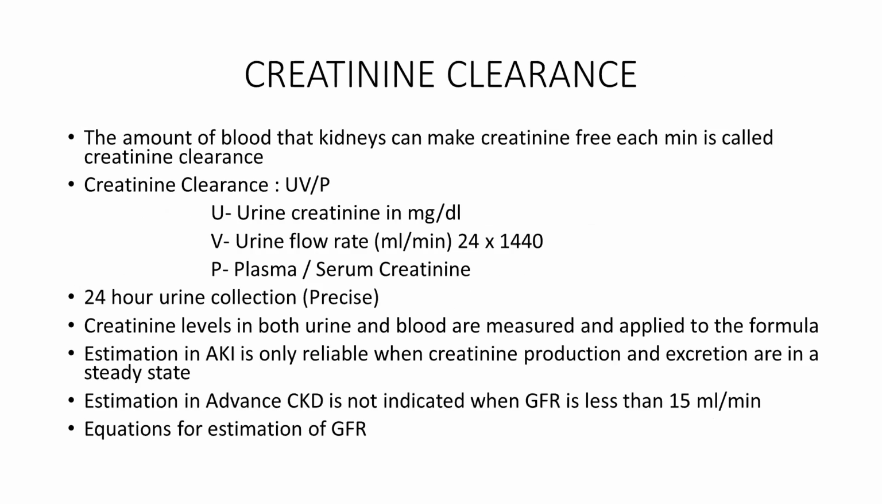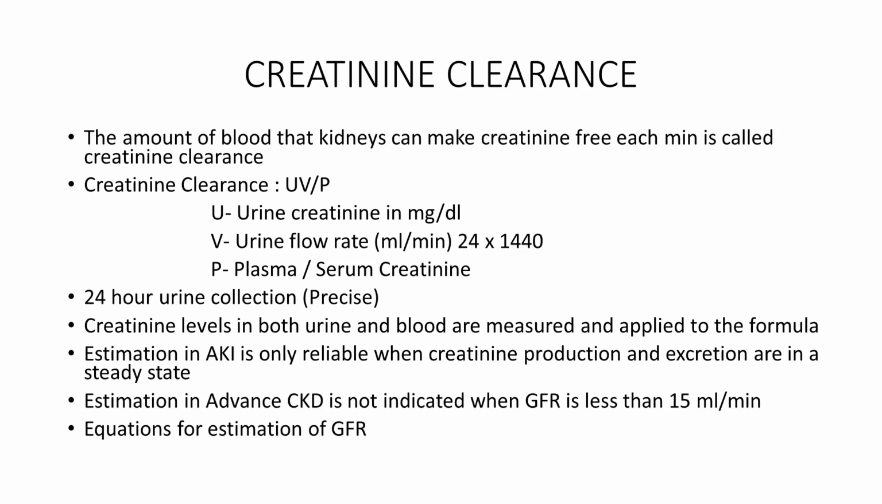Now, creatinine clearance or GFR is the amount of blood that the kidney can make creatinine free each minute, called creatinine clearance. The creatinine clearance formula is UV upon P, where U stands for urine creatinine, V for urine flow rate, ml per minute, and plasma creatinine is P. You have to collect urine for 24 hours. It should be a precise collection. Creatinine levels in both urine and blood are measured and applied to the formula.